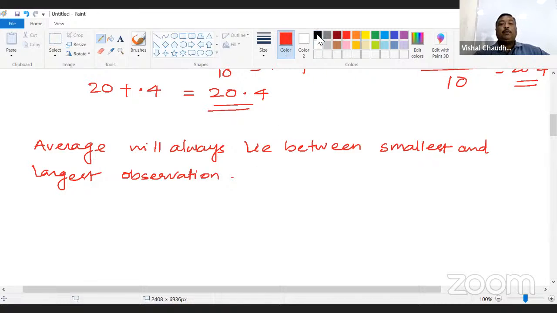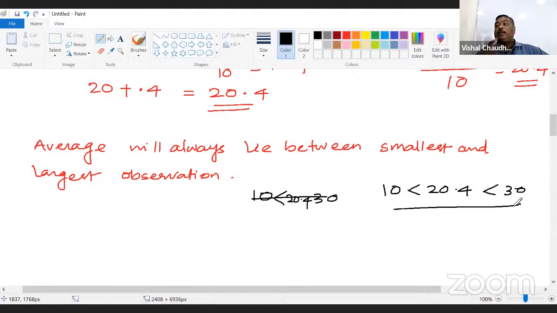Now here above, our smallest observation was 10. Our largest observation was 30. And our average was 20.4. Isn't it? Sorry. 10, 20.4, 30. Clear?